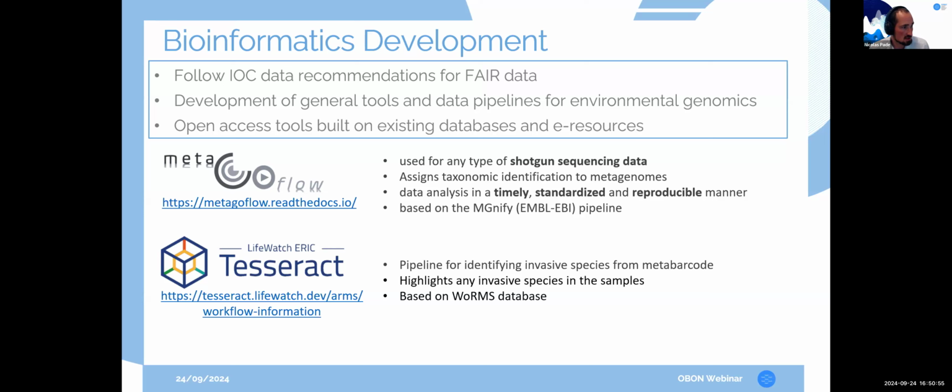The second tool is part of the Tesseract that another infrastructure called LifeWatch is working on. So here we've been collaborating to create a pipeline for identifying invasive species from metabarcodes. It highlights any invasive species basically in a sample based on the WoRMS database. So this is an ongoing process of improving our capabilities in Europe to deal with identifying, predicting, and managing invasive species, which might be interesting to an international audience as well.